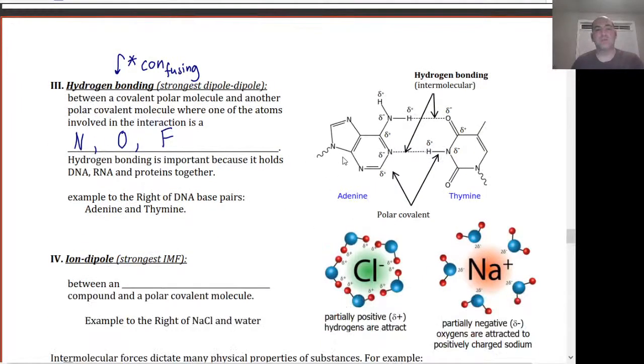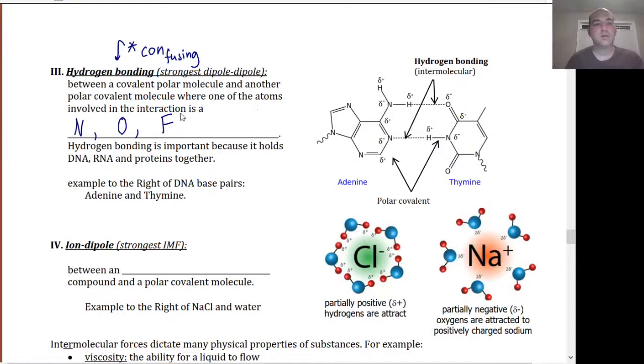And this is an extremely important interaction because it is what holds DNA, RNA, and proteins together. So if you've taken some biology or physiology, you know there are the two strands of DNA with the base pairs, right? They line right up, and those are hydrogen bonds that hold them together. That's also what holds water together, another OH compound, and gives it all its special properties, like that it can be a liquid at really high temperature compared to most other substances.